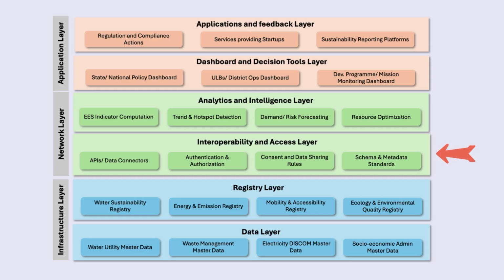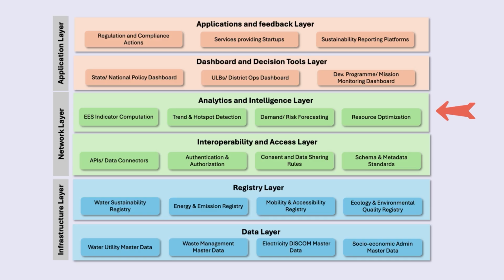Coming to layer 3, which is interoperability and access. This layer allows the data to talk to each other safely. It uses APIs, authentication, data standards, audit logs. Most importantly, this layer ensures that the data is shared only for defined purposes. The ownership should not be lost and misuse should not happen.